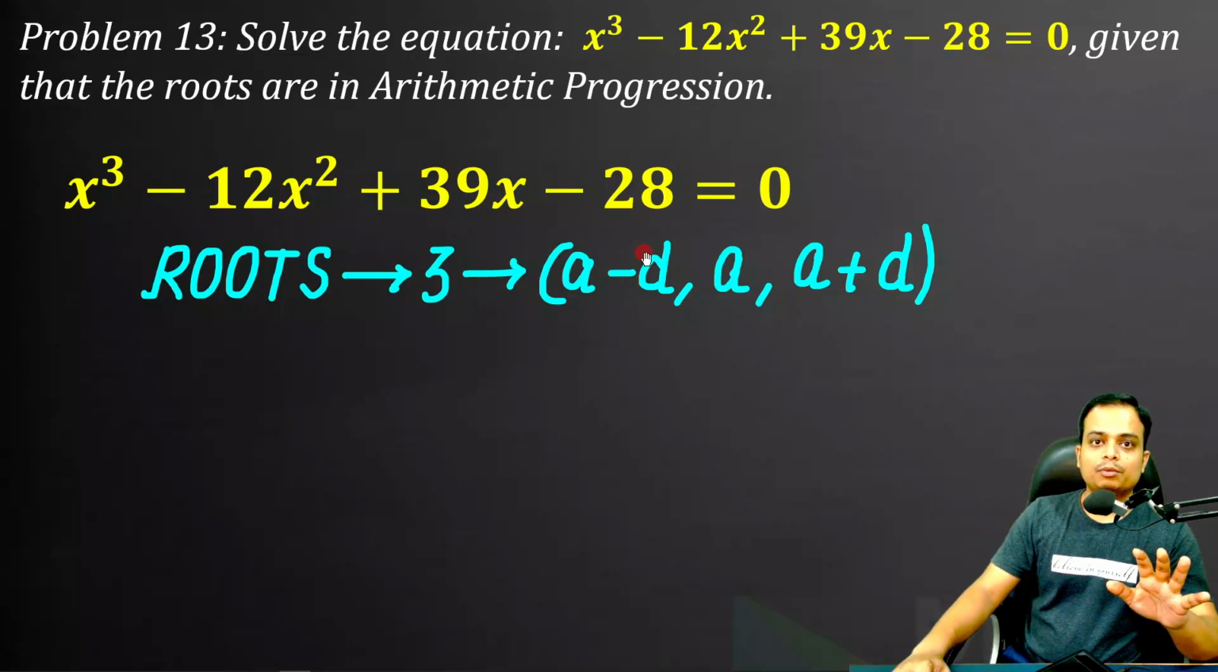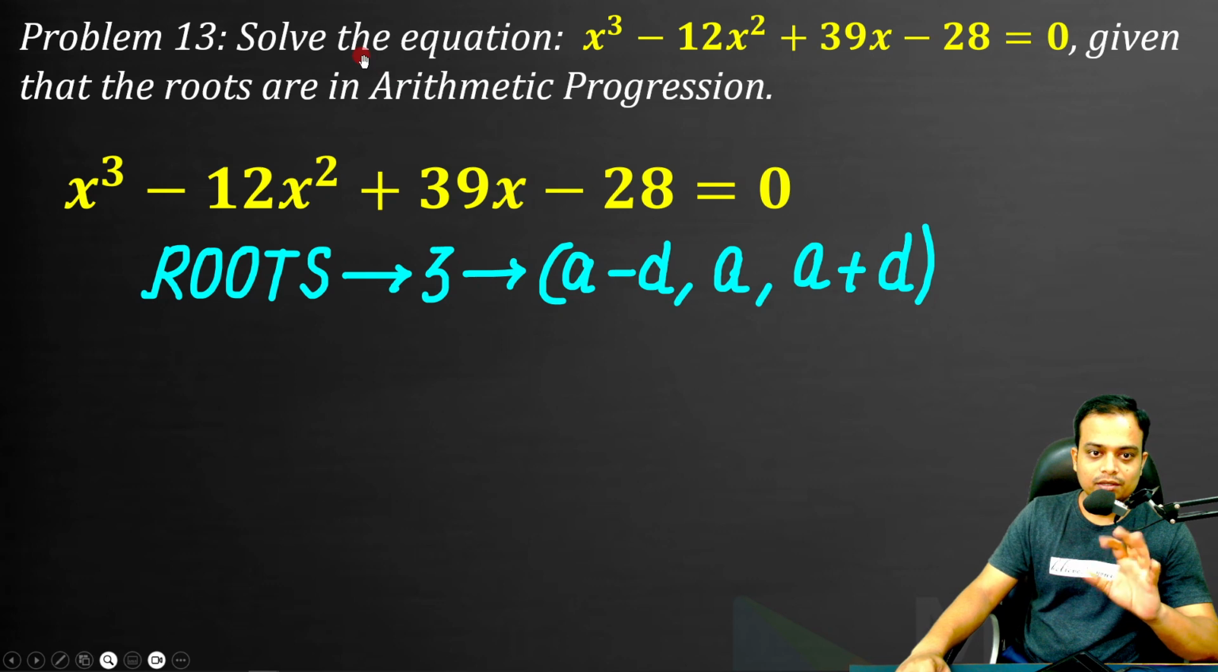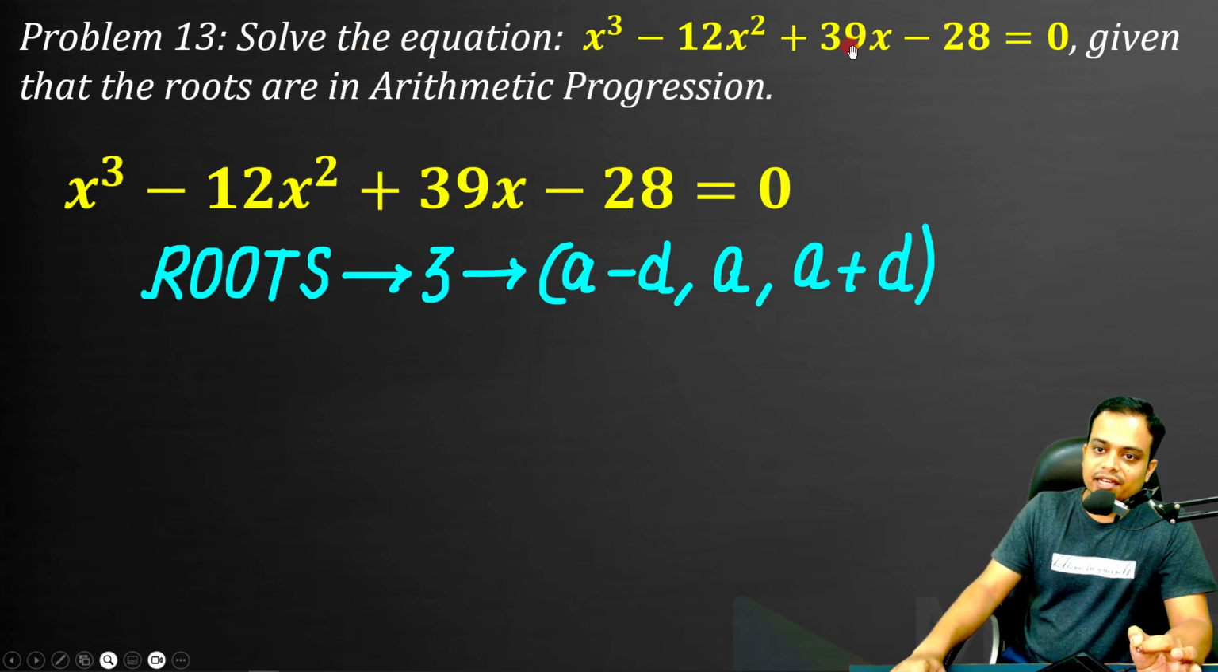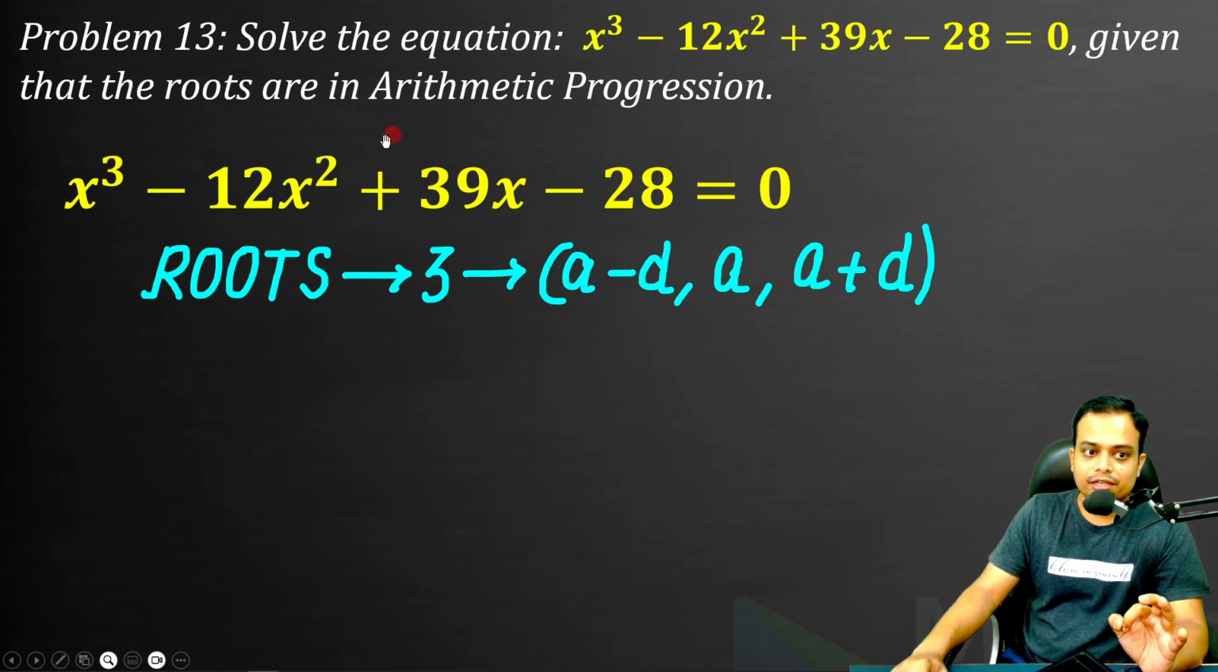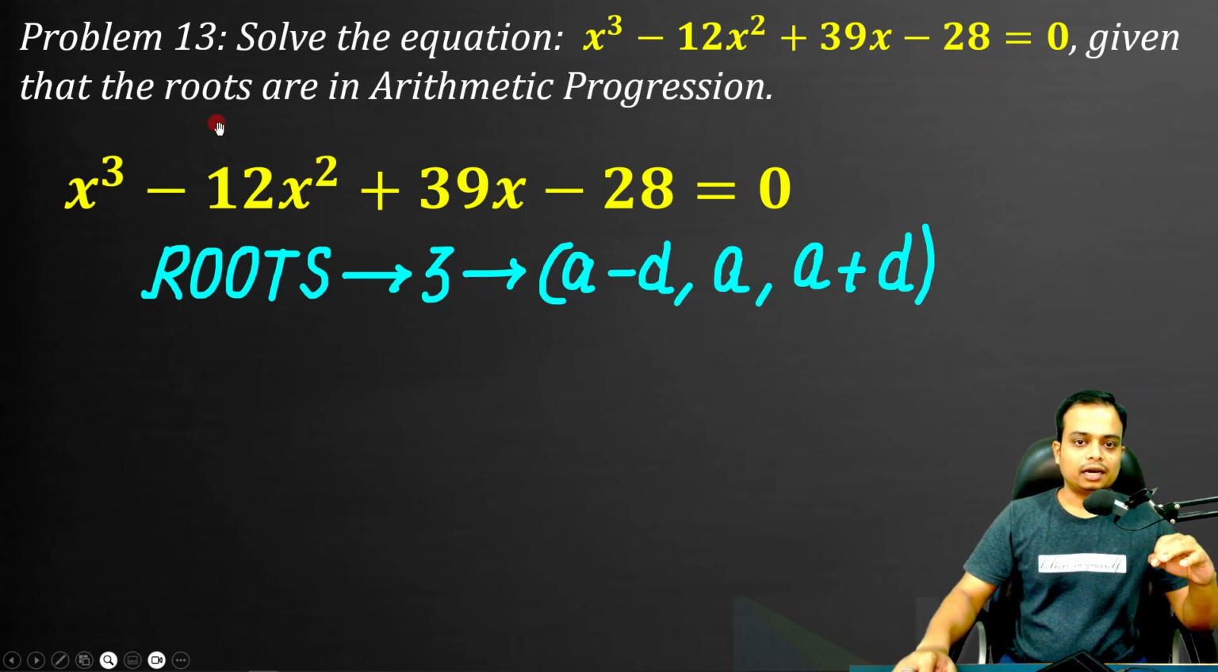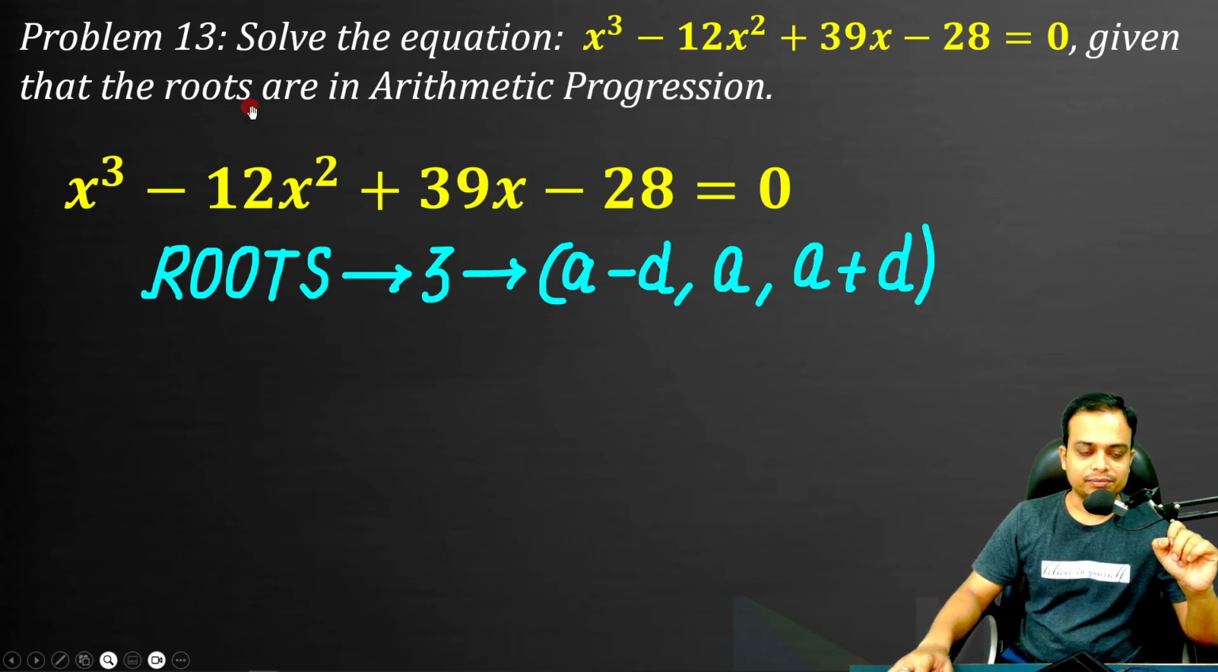Okay, so let's do another problem on the solution of equations. Here we go. Problem number 13. Solve the equation x cube minus 12x square plus 39x minus 28 is equal to 0, given that the roots are in arithmetic progression. Okay, so that is our cubic equation.